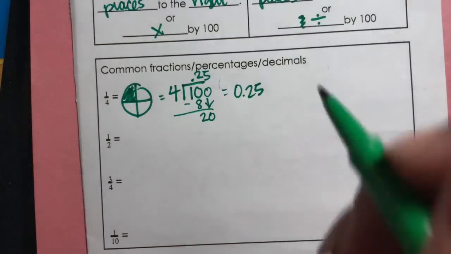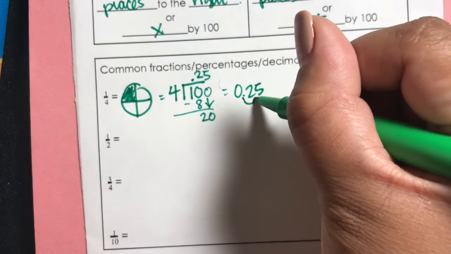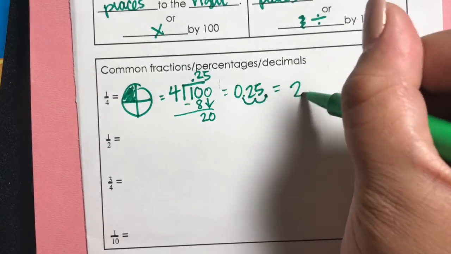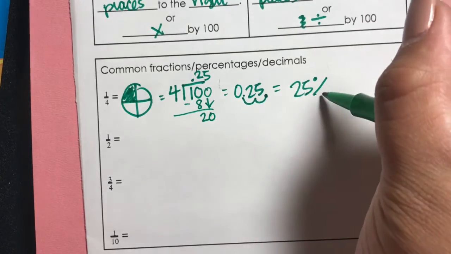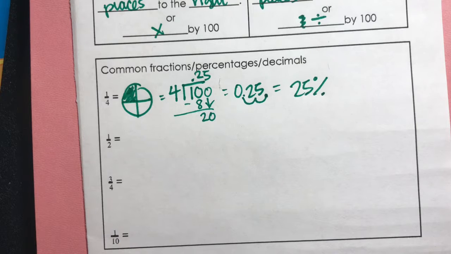Now to turn that to a percent, we just got to multiply by 100, which is the same thing as moving the decimal over to the right 2 place values, which equals 25%. And some of you already know this. 1/4 is always going to be 25%. And if you forget, think about it. What is a quarter of a dollar? I just said it. It's a quarter. A quarter is worth 25 cents.